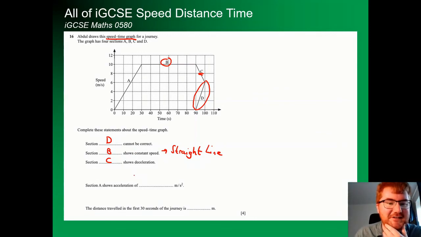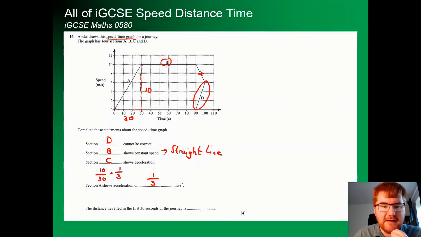You've seen these questions again and again. So to work out acceleration at A, we simply look at the height here, which is 10. We look at the length here, which is 30. And make sure you divide the right way around. Okay, height divided by the length. So we're going to do 10 divided by 30, which can be simplified to 1/3.